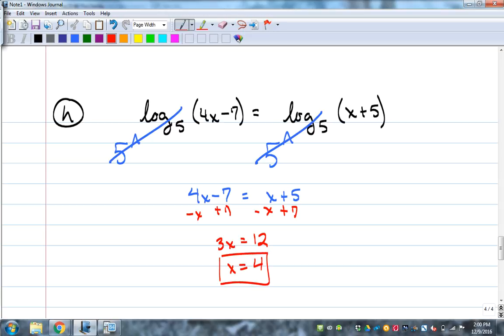We need to check all of our answers on the log problems, because we cannot take the log of a negative number. So be careful of that. We just want to make sure that we don't get a negative number in either of those. With a 4, 4 times 4 is 16 minus 7. That's a positive number. We're okay. On this side, 4 plus 5 is 9. That's okay. If we have a log of a negative number, we throw that answer out. So that's why you want to check it.